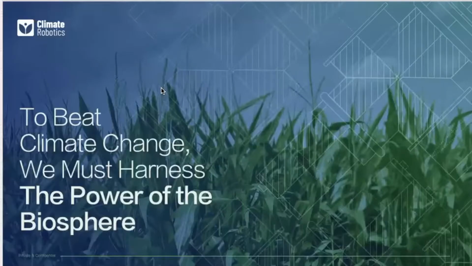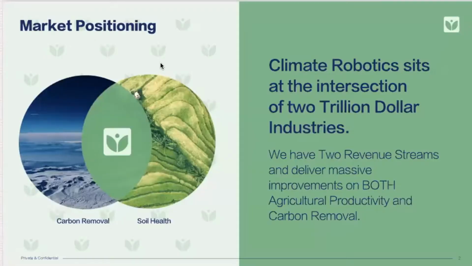So, Climate Robotics, fundamentally, we believe that to beat climate change, we have to harness the power of the biosphere. Every day, the biosphere is drawing CO2 down from the atmosphere effectively at zero cost. Plants extract CO2 from the atmosphere and convert that CO2 into plant biomass. This gives us really unique market positioning. We're sitting right now at the intersection of what we believe to be $2 trillion industries, emerging $1 trillion industries. And we deliver massive improvements and benefits in both dimensions there.